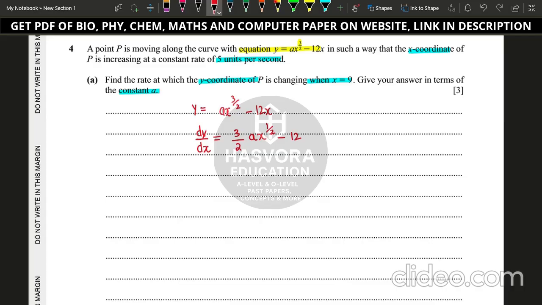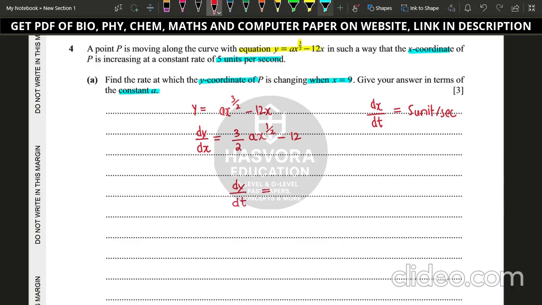Okay, now we have the dy by dx. Now what was the dx by dt? They have given you the rate of change of x coordinate, which was 5 units per second. Now you know that in the chain rule, what we have to do is keep these two the same. So if I just look into this, I can rearrange this. I'm going to be finding dy by dt, the rate of change of y coordinate.